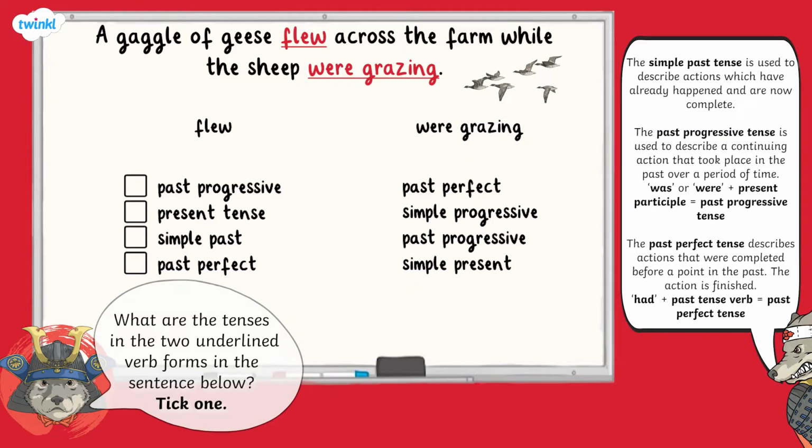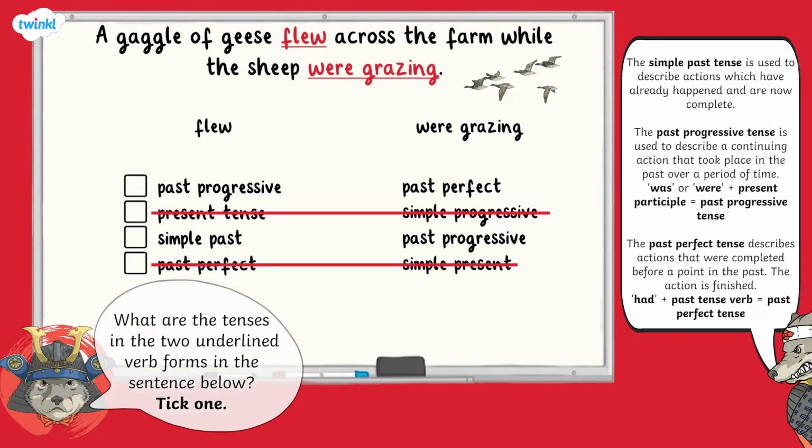How did you get on? First, we can see that both underlined verb forms are in the past tense. Therefore, we can eliminate the second option as it refers to the present tense. To make the past perfect, you need the word had plus the past tense verb. There are no underlined verb forms with had in it, so the fourth option cannot be correct either. Let's have a look at the remaining underlined verb forms closely.